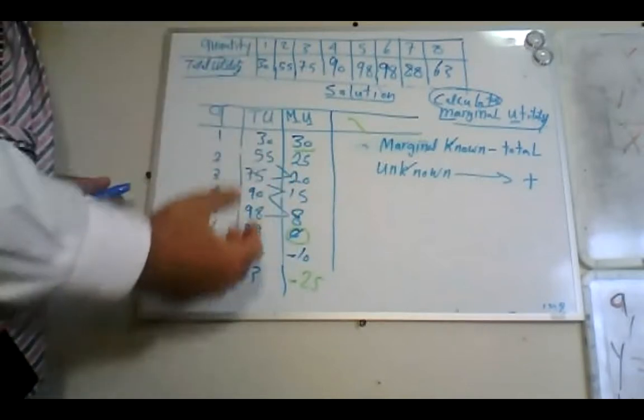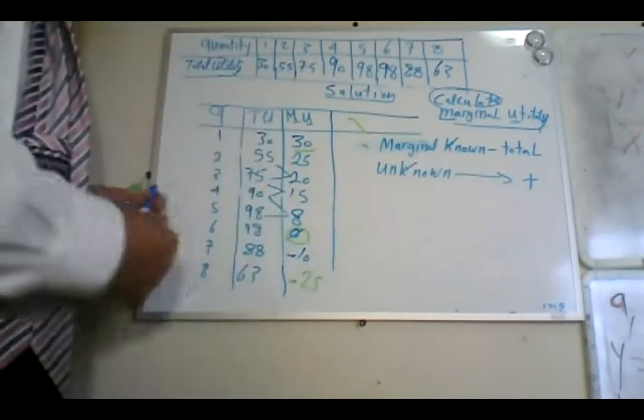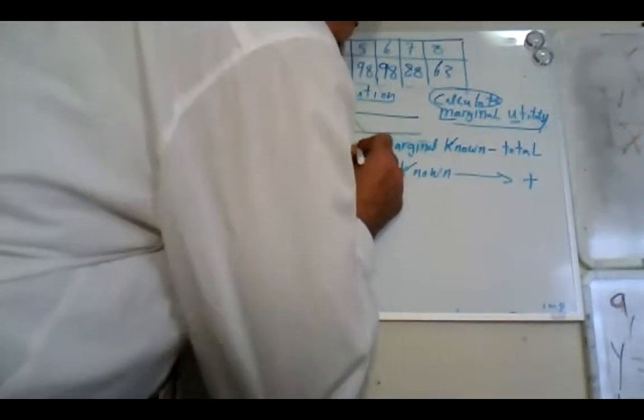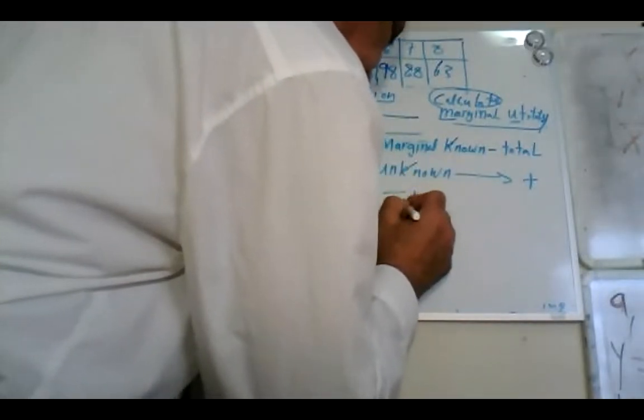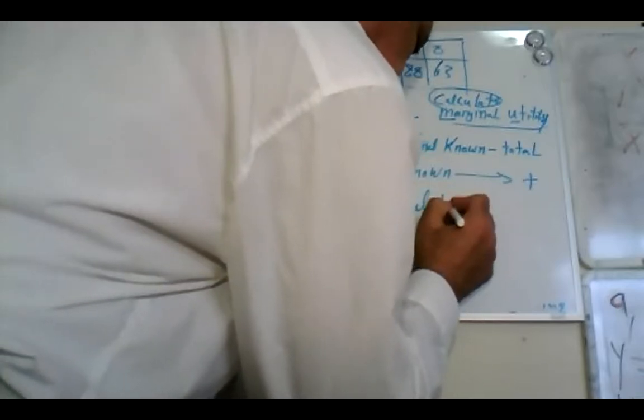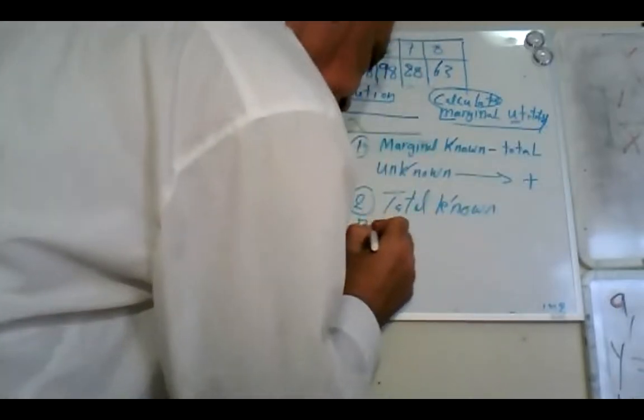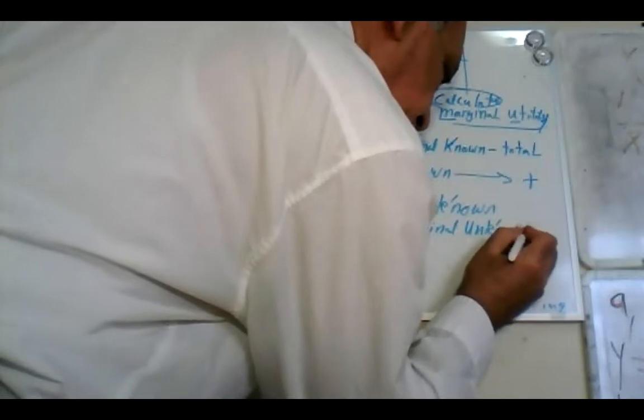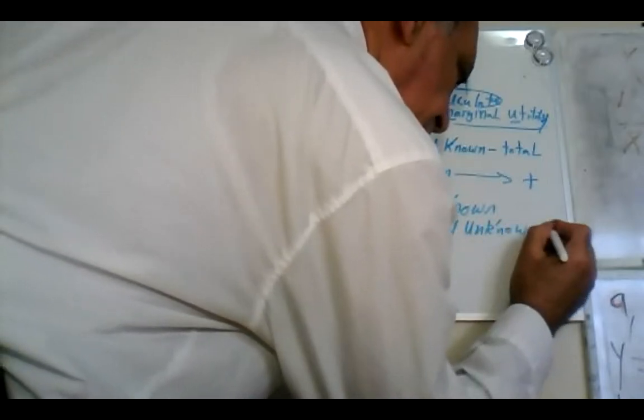But in case I give you the total, if the total is known, this is the second case: if the total is known but the marginal is unknown, then you will subtract.